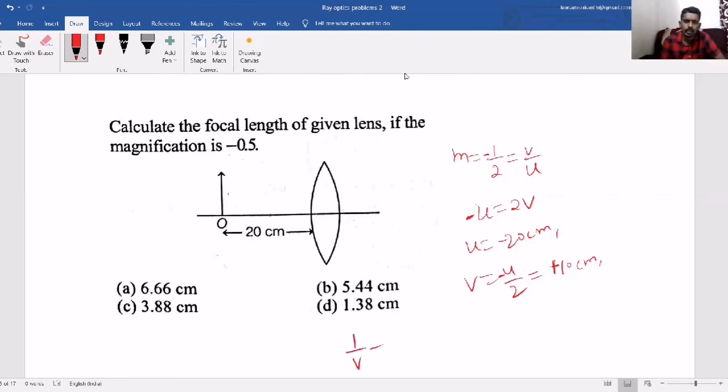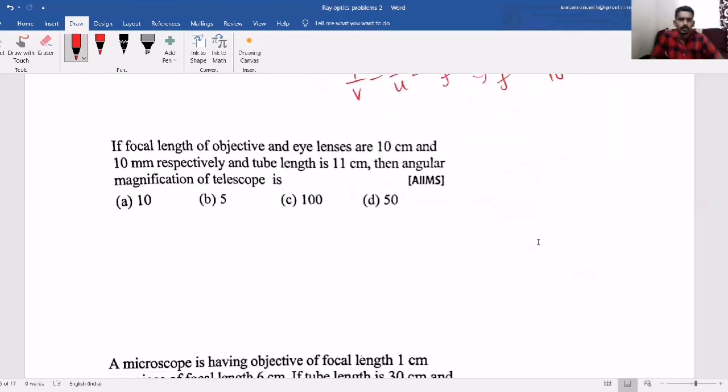Now what will you do? You will take the lens maker's formula, 1 by V minus 1 by U equals 1 by F, where 1 by F equals 1 by V, which is 10, minus 1 by U, which is minus 20. So minus of minus becomes plus. If you just take the LCM, then you can find it.